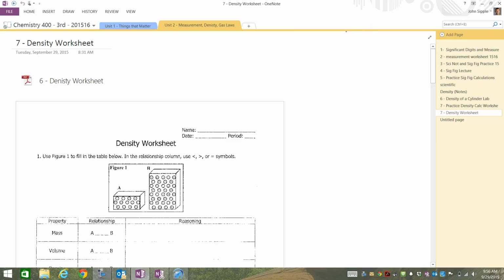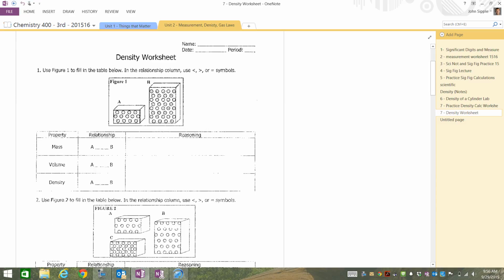Over this worksheet here. And what's going on here? My screen seems to be frozen. There we go.